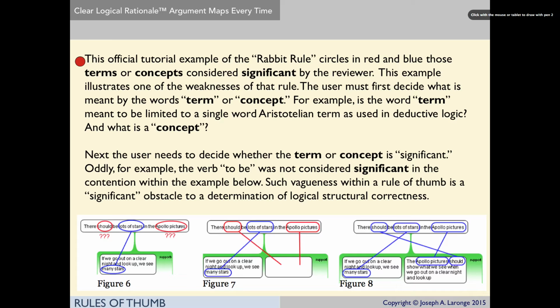Next, the user needs to decide whether the term or concept is significant. Well, significant is a vague term. Oddly, for example, the verb to be below was not considered significant in the contention within the example below. So such vagueness within a rule of thumb is, quote, a significant obstacle to a determination of logical structural correctness.